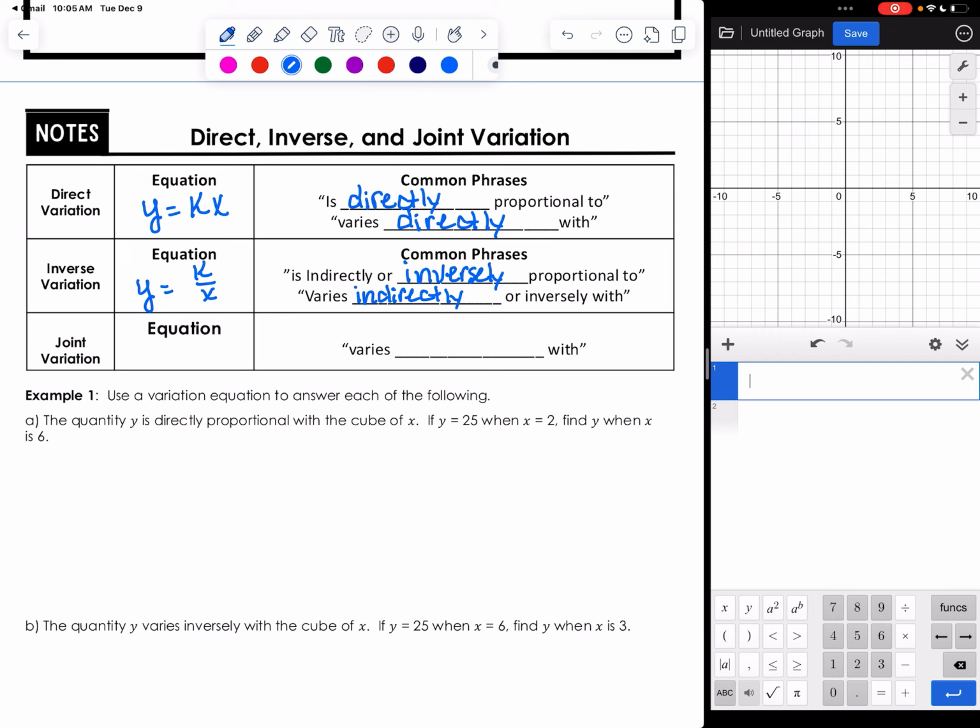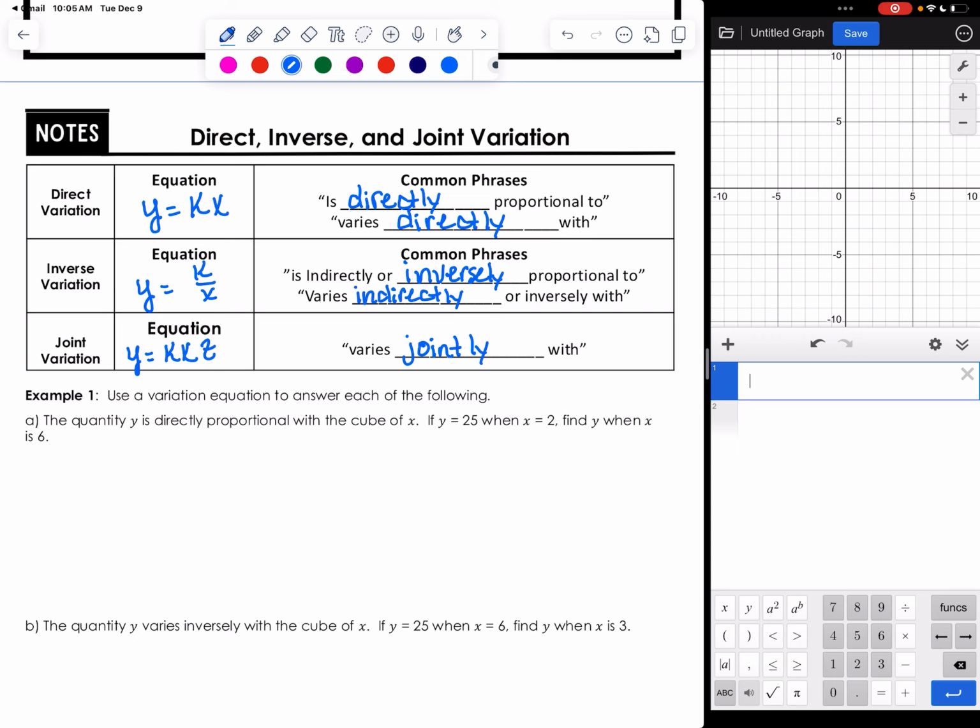Now, joint variation, our general formula is y equals k times x times z. And you'll usually see the phrase something like varies jointly with.